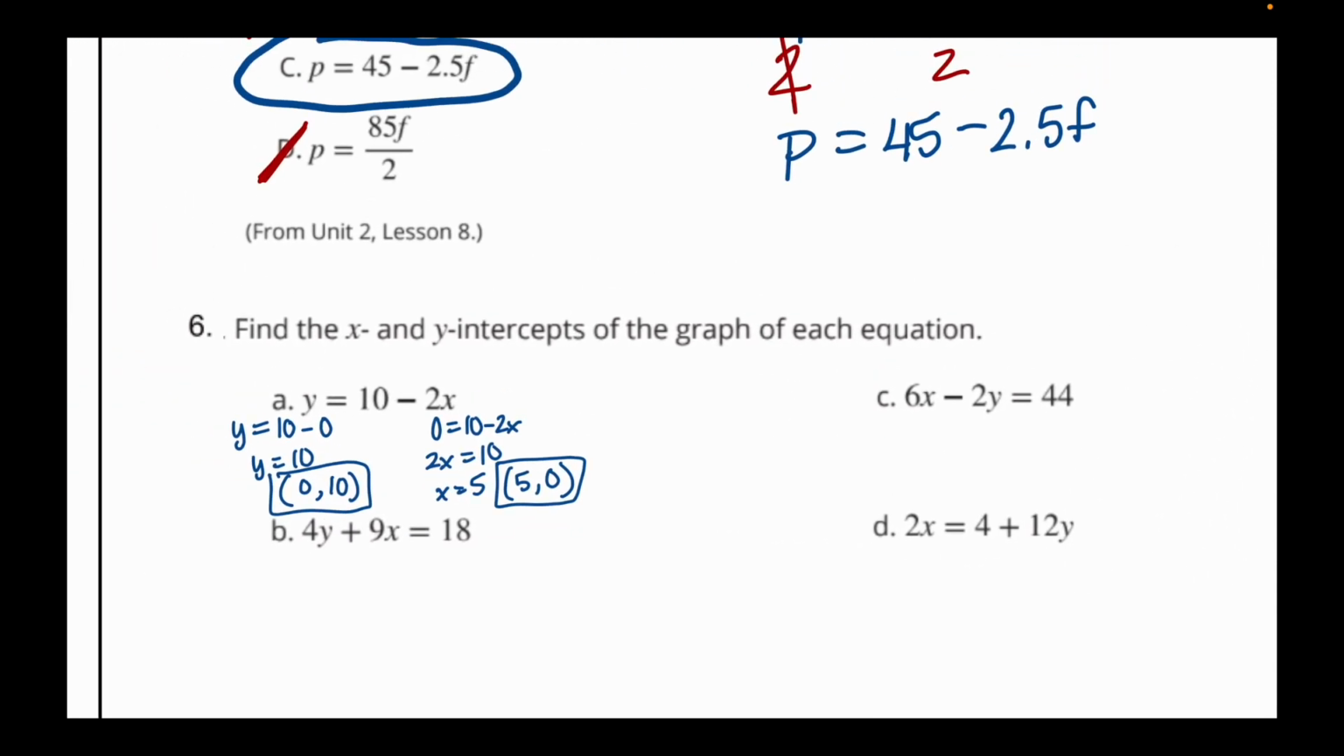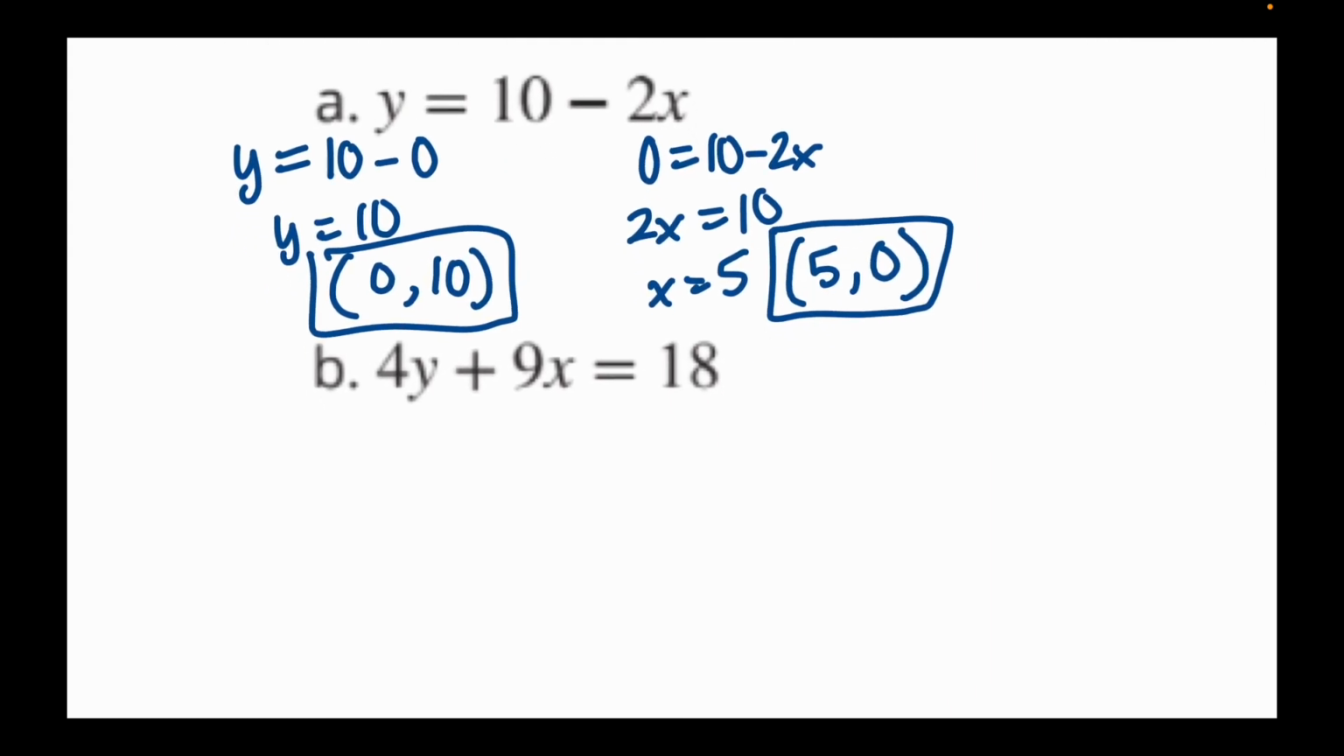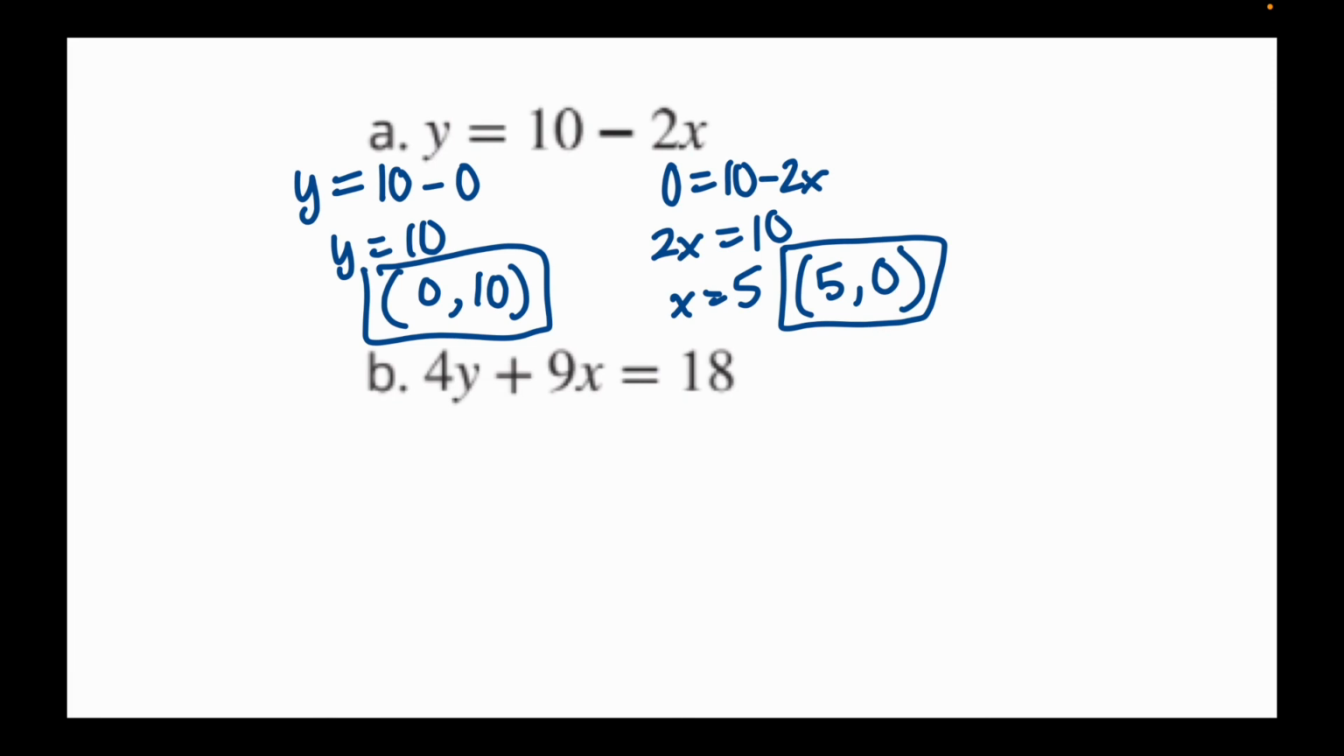Let's do the same thing for b, which is right below it. So plugging in, I like to find the y-intercept first. Plugging in 0 for x means you have 4y plus 0 equals 18. So really just 4y equals 18. And we're not going to get an even number or a whole number here. It's going to be a fraction or decimal, and that's okay.